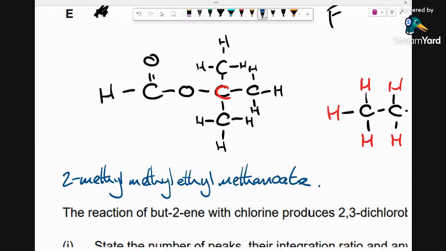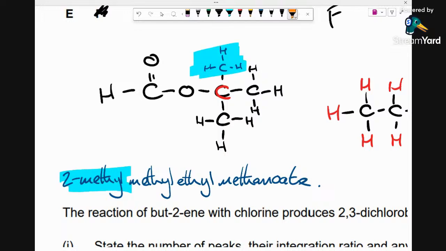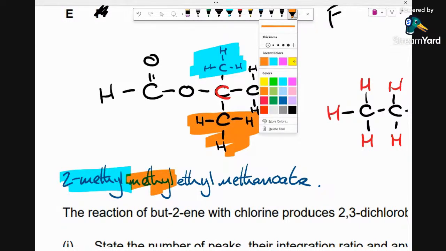A common A-level ester naming is just to get rid of that one there. Just doing a little bit of organic naming. If I do that, that's a very common one. This now just becomes methyl, ethyl, methanoate. I'll show you where the name comes from. I can highlight the structures and where these come from. 2-methyl comes from this one. And then this one is the methyl bit, and this one is the ethyl part.